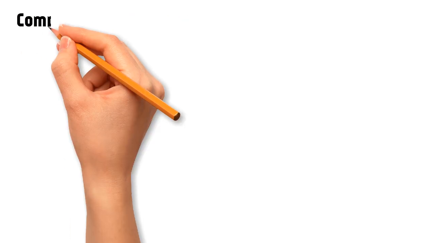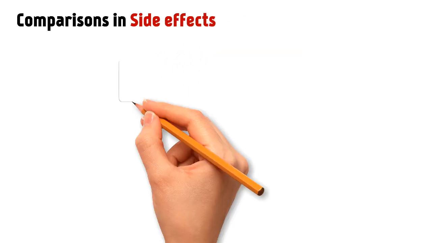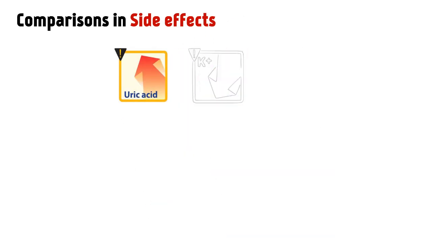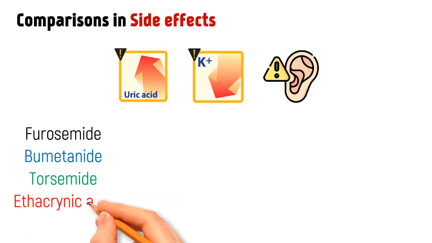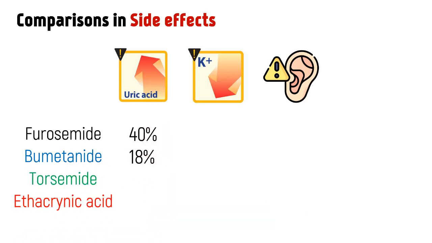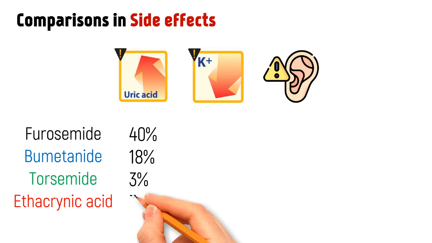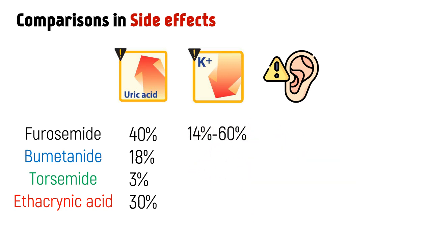Loop diuretics vary in their rates of side effects, such as hyperuricemia, hypokalemia, and ototoxicity. Hyperuricemia occurs most frequently with furosemide, 14%, followed by bumetanide, 18%, torsemide, 3%, and ethacrynic acid, 30%. Similarly, hypokalemia is most common with furosemide, ranging from 14 to 16%, followed by bumetanide, 15%, torsemide, 4%, and ethacrynic acid, 13%. Loop diuretics also differ in their risk of ototoxicity.